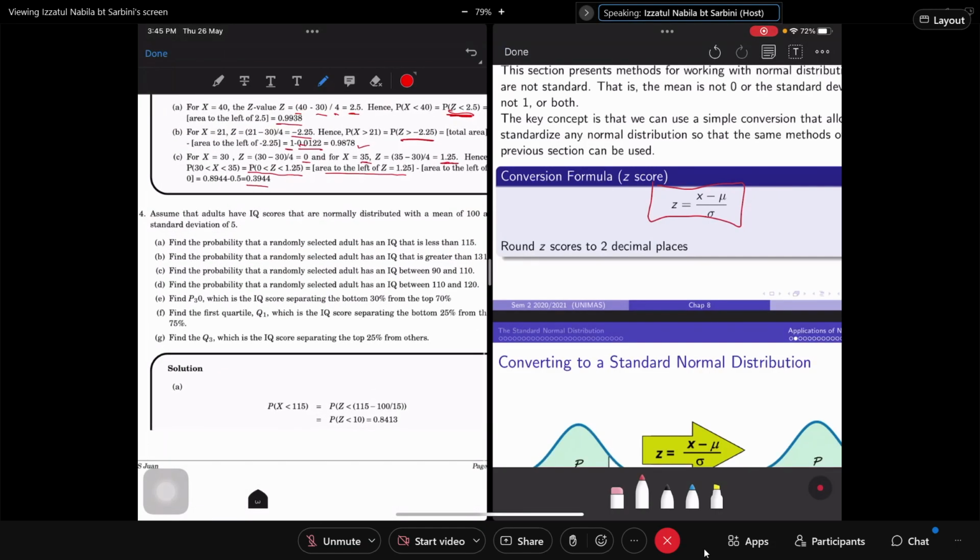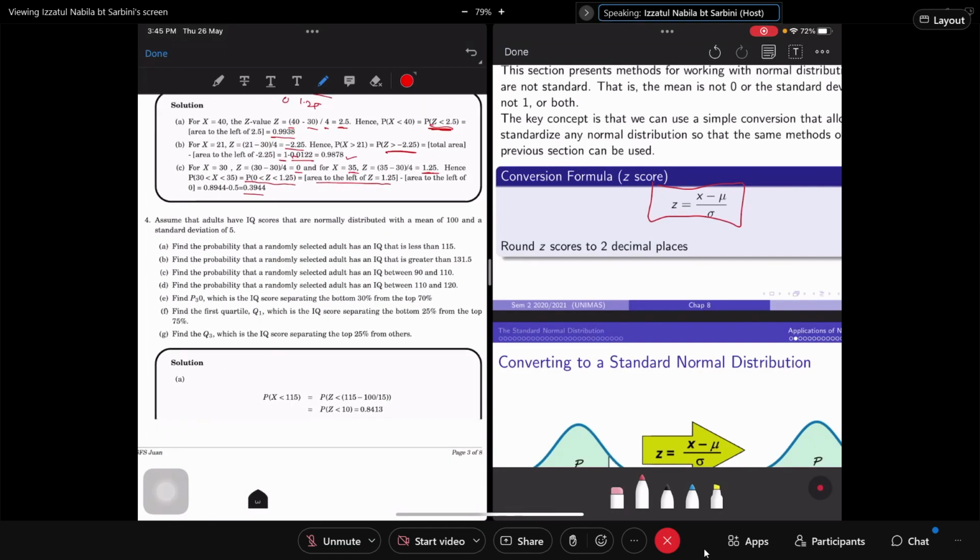Now, assume that the adults have IQ scores that are normally distributed. So, mean is 100, standard deviation is 5. Okay, find the probability that a randomly selected adult has IQ that is less than 115. So, X less than 115. What you need to do is use the conversion formula, and you need to find the probability of Z less than 3. Yang ini boleh direct because of less than, you can directly refer to the table.